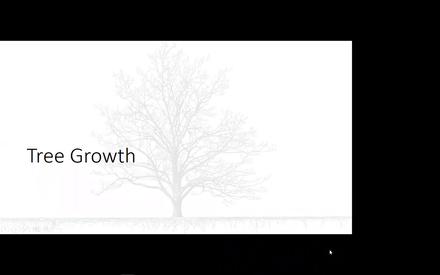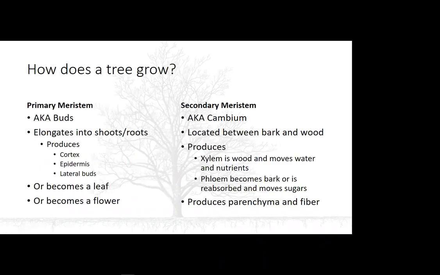Let's go on and talk about how trees grow. Now, remember I said that the only tissue that can support growth is the meristem. And in trees, there are two types of meristem. And this is where trees are different from other herbaceous plants and from the monocots.